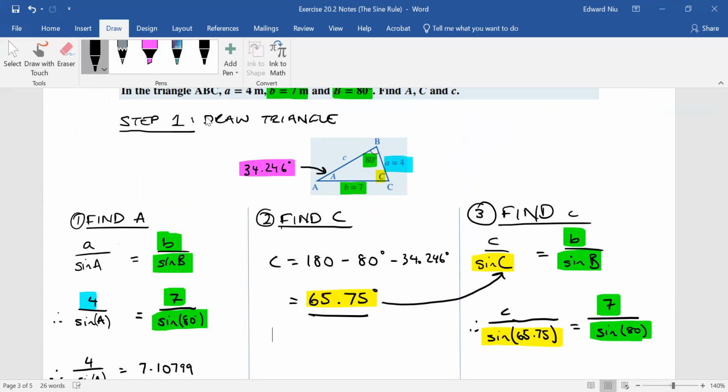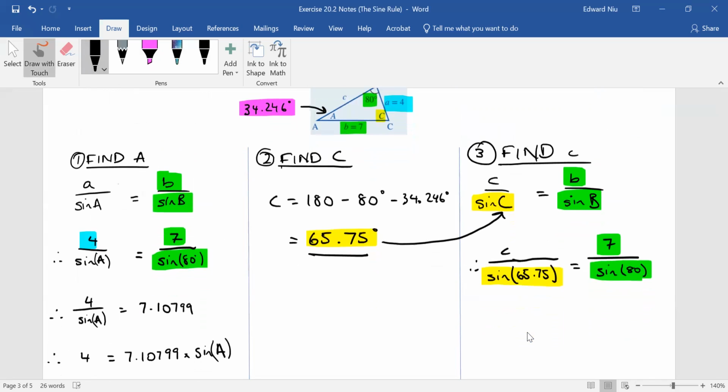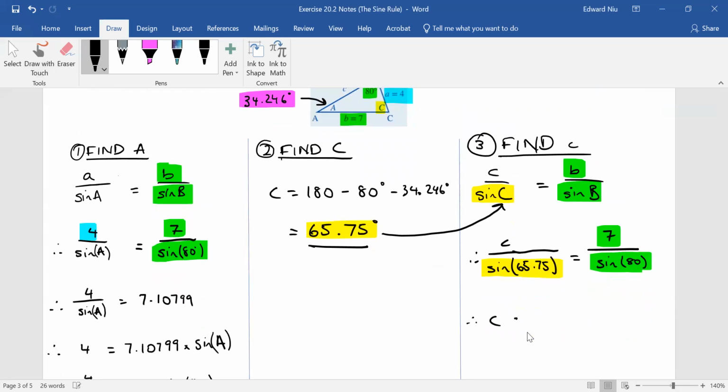Okay. So now that we've got just one pronumeral left to find, this one's actually going to be a little bit easier because, well, if we know 7 divided by sine 80 is going to get us 7.10799, so that's that. And then we can multiply both sides by sine 65.75. Now there's going to be some rounding errors because this is actually an irrational number that I've rounded to 2. If you press shift answer, you can get the exact.